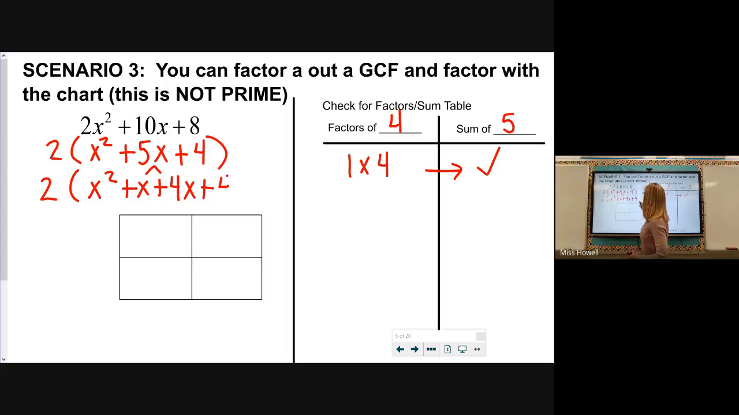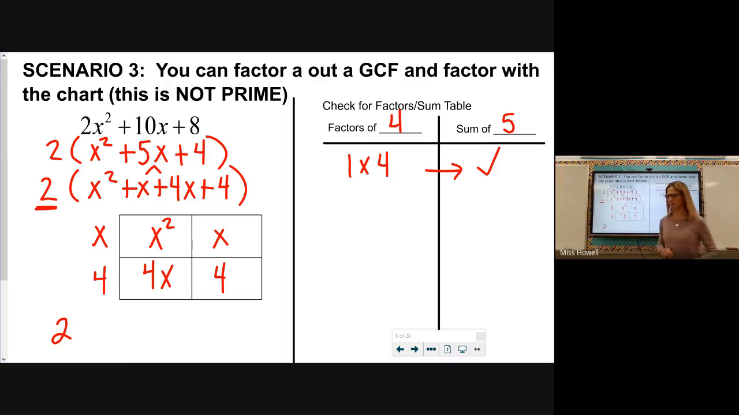Now that we have a quadrinomial, we can go to our chart, factor out our GCFs, and get our other 2 factors. X squared, x, 4x, and 4. Row by row, column by column, pull out your GCF. So x squared and x both share an x. Factor it out. 4x and 4 both share a 4. Factor it out. So we have a factor of 2. Bring it down, don't forget that. We have a second binomial factor of x plus 4. And then we're going to have a third factor for this one from our column. So x squared and 4x both share an x. x and 4 both share a 1. So we have an additional factor of x plus 1.